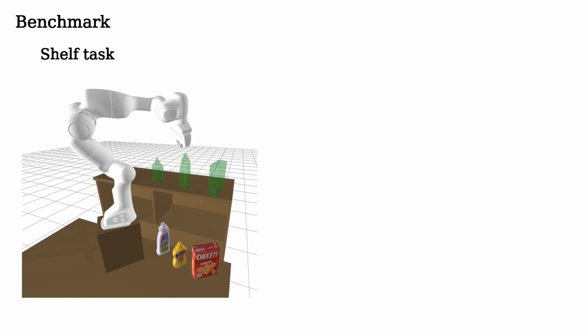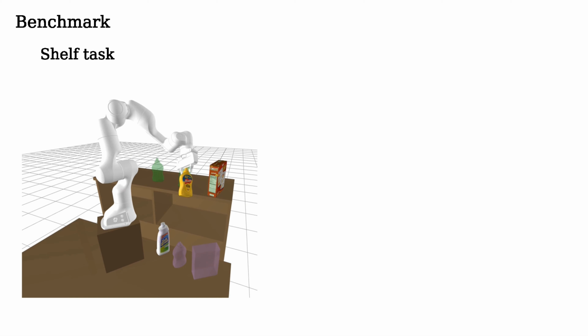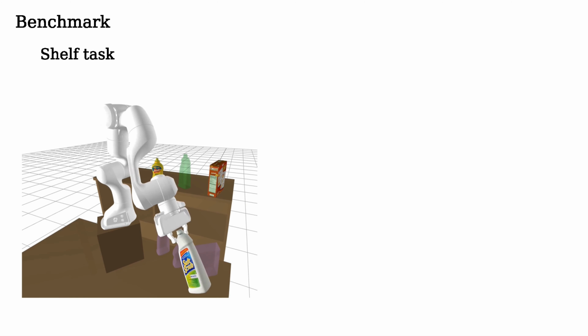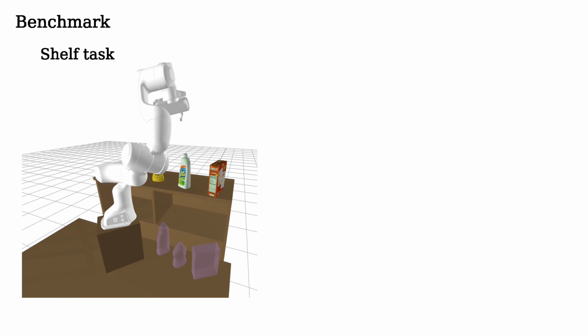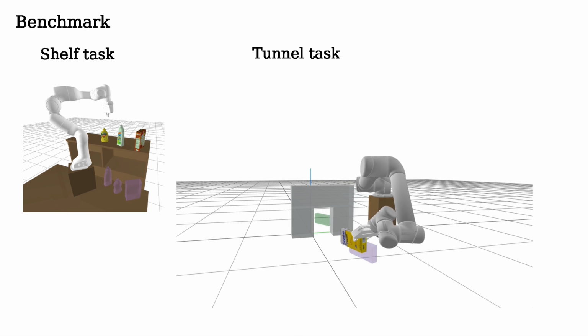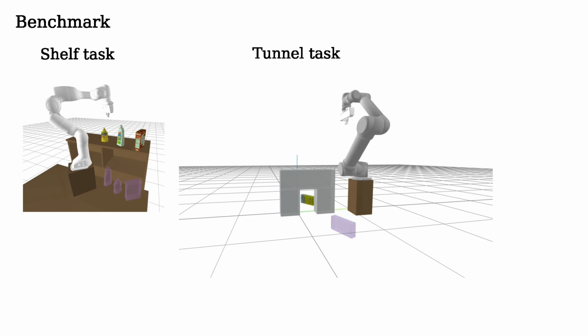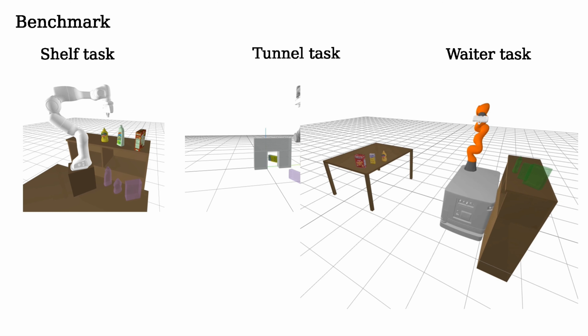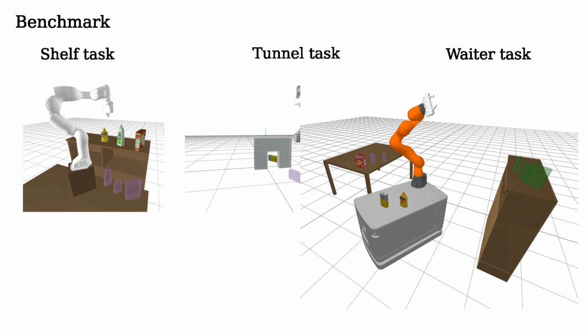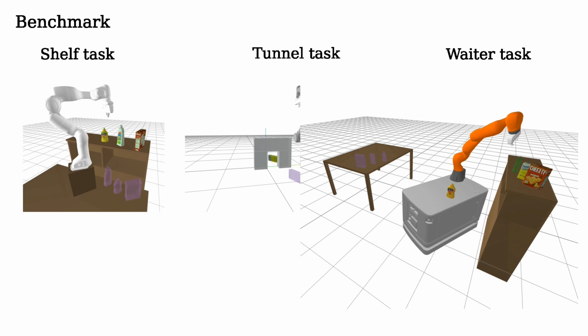To test our approach, we designed a new benchmark consisting of 3 challenging tasks that involve multiple pick-and-place actions. In the shelf task, objects need to be moved to a predefined pose on the table or on the shelf. In the tunnel task, a single object should be transferred through the narrow tunnel. Tasks with narrow passages are a major challenge for sampling-based planners. The waiter task simulates the job of a waiter, in which a set of objects need to be transferred from one location to another. Waiters use a tray to minimize the walk distance.